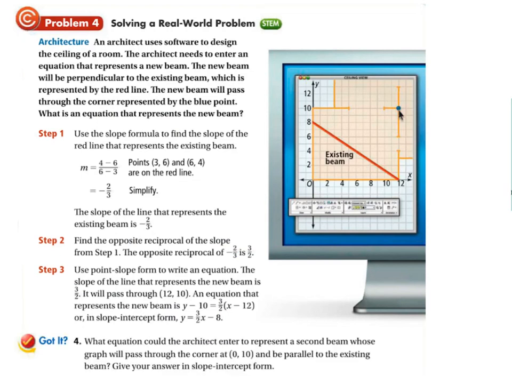Okay? So what about now? What equation could the architect enter to represent a second beam whose graph will pass through the corner at 0, 10 up here and be parallel to the existing beam? Give your answer in slope-intercept form. Try that and we'll come back in a second.